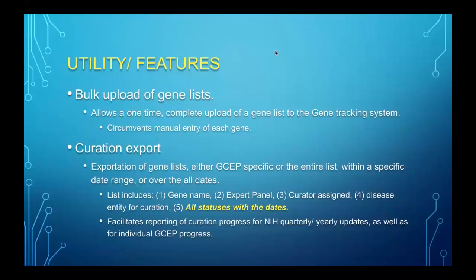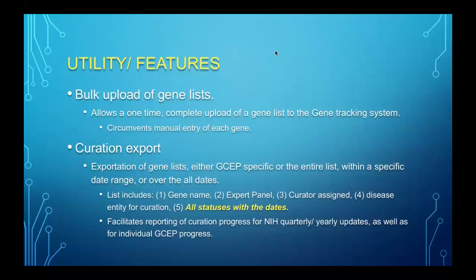Also, we have a curation export, and so this will export your gene list, and this can either be specific by the GCEP affiliation, or it can be the entire gene list. And you can specify this between a date range or over all dates that the GCEP has been recording. So this list will include some important information such as the gene name, your affiliation, the curator assigned, the disease entity, as well as all status dates.